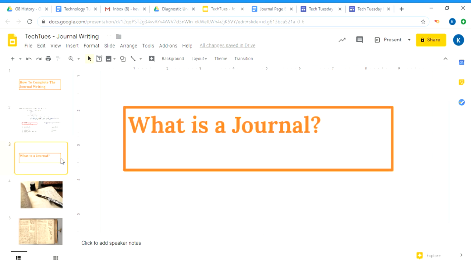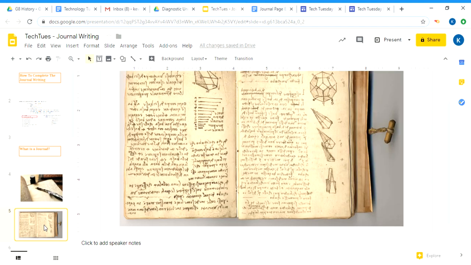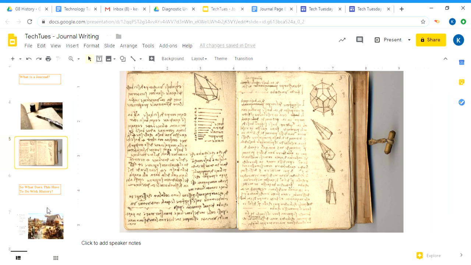So quickly, what is a journal? Well, a journal is a diary or a notebook that a person keeps where they write about their thoughts and their day, how they feel about something, or the important things that happen to them. You know, a journal can be like a diary, or here we have Leonardo da Vinci, who kept his own journals with sketches and drawings. So you have a lot of different options of what a journal can look like.